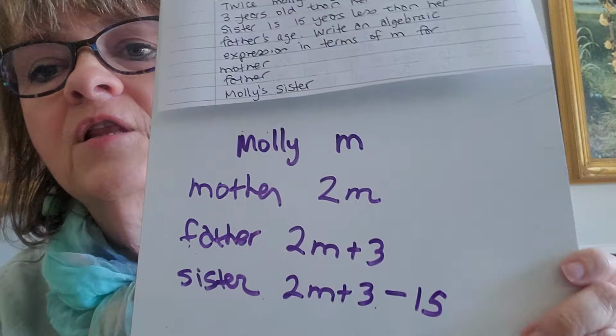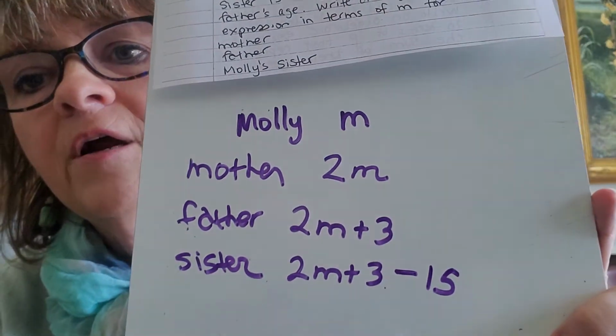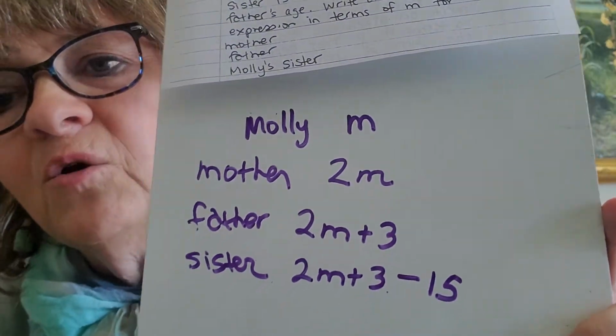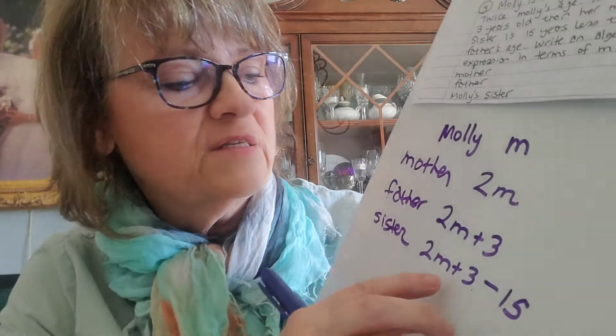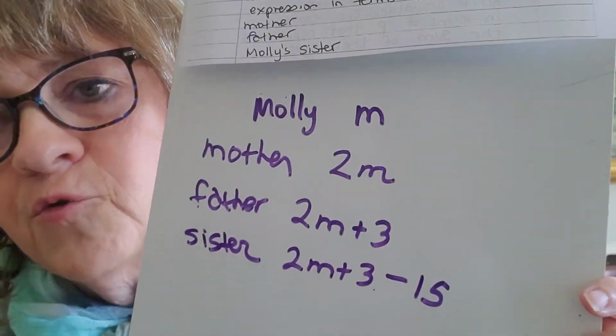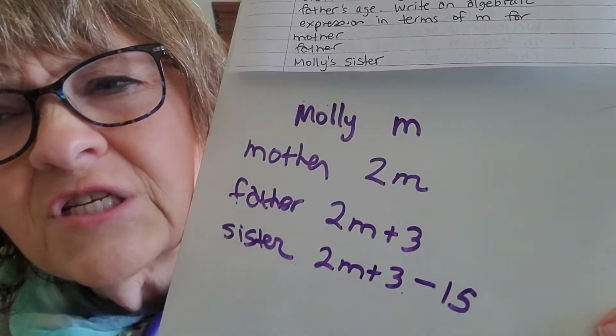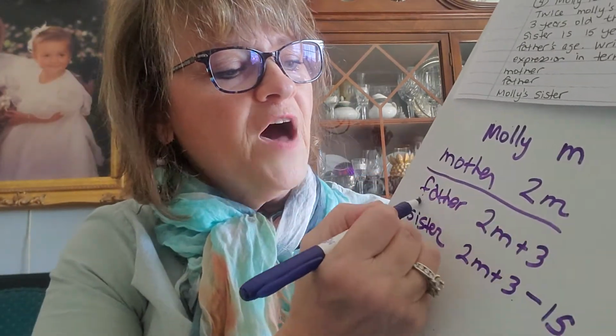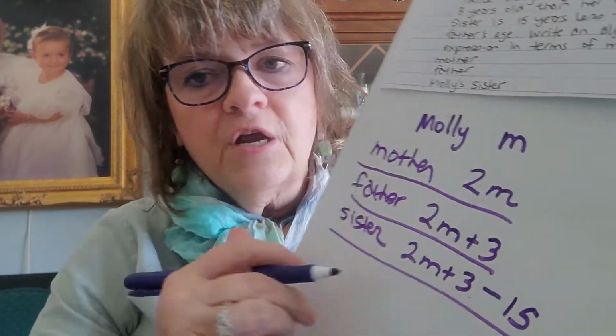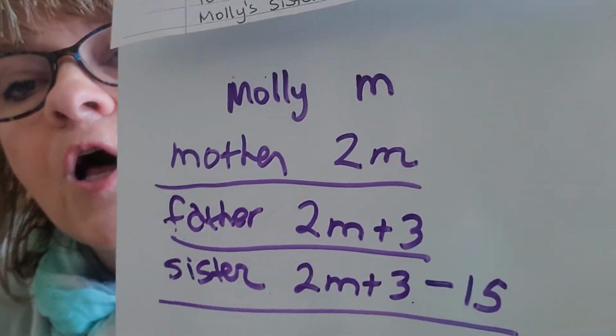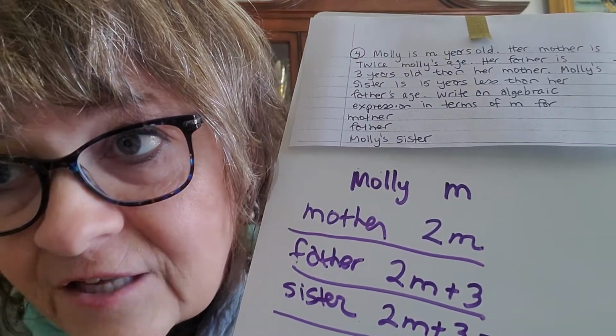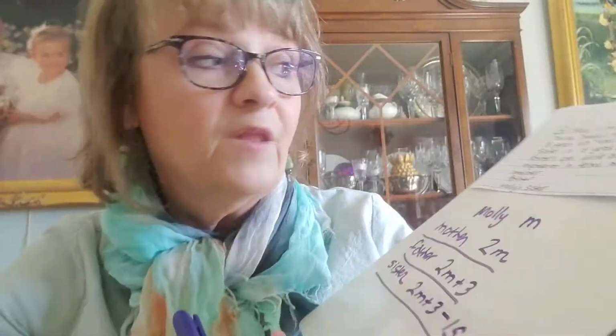So that's going to look like this. All right? And I already don't like this example because you all don't know how to do 3 subtract 15 yet. So we're just going to leave that one alone for now. And that's all we've got to do because it says write an algebraic expression in terms of M for the mother, the father, and the sister. And I have done that because all of these have M's in the answer. Is that cool? All right.